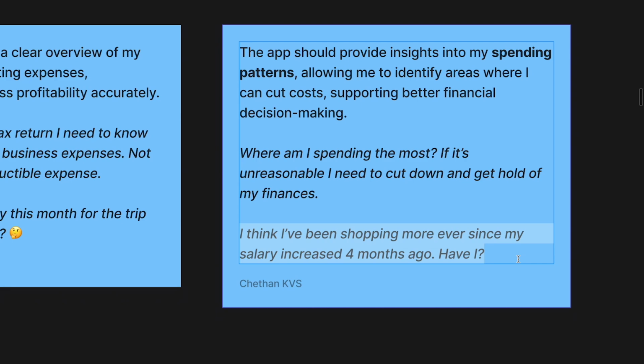I'm going to repeat that. When you design a solution or a feature, you want to come back and say, hey, now that I have designed this flow or feature, can it solve this problem? Basically, the user has been shopping more over the last 4 months because their salary increased. Has it happened? All right. Or are they okay with it? Or is it unreasonable? How do they check that? Can this flow or solution that I've designed solve this, right?